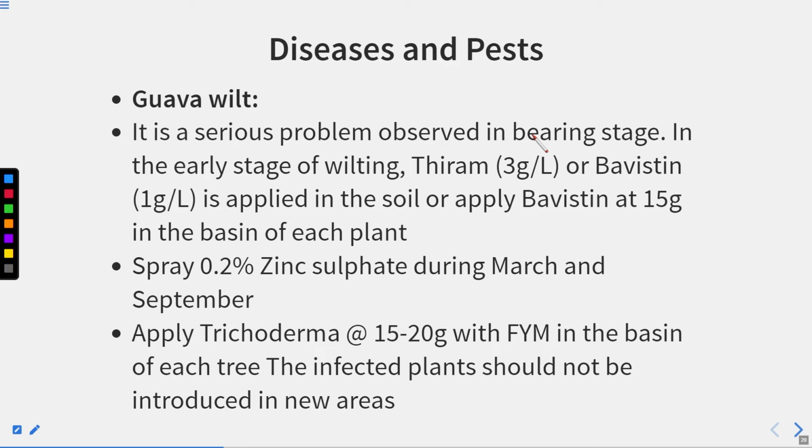Guava wilt. Now there are some of the diseases that generally occur with this fruit crop. So what is that? Guava wilt. Wilt means drying of the plant. So it is a serious problem observed in the bearing stage.